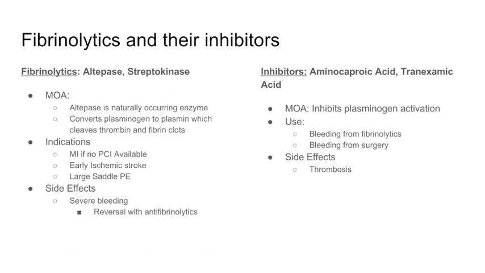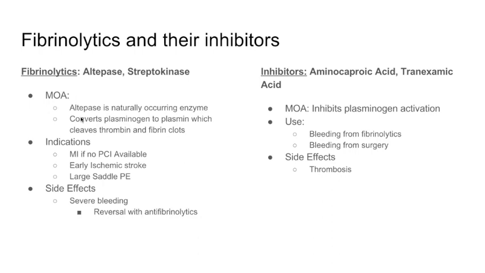Lastly, in anticoagulation, we're trying to prevent the clot from being formed. Now, what happens if there's a clot that has already formed and we need to lyse it? How are we going to lyse it? We can lyse it using fibrinolytics, mainly alteplase and streptokinase. Alteplase is actually a naturally occurring enzyme. It converts plasminogen to plasmin, and plasmin cleaves thrombin and fibrin clots. So this is naturally occurring in our bodies, but we have made use of this to break clots.